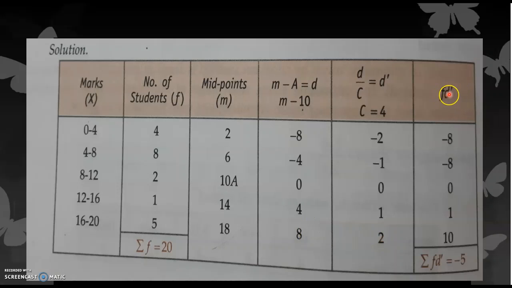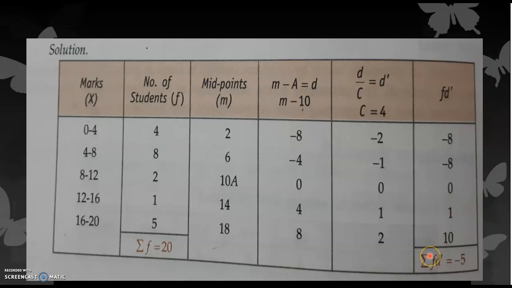Next one, FD dash. So we have to multiply F with this D dash. So 4 multiplied with minus 2, we get minus 8. Then 8 multiplied with minus 1, we get minus 8. Then 2 into 0 is equal to 0. 1 into 1 is equal to 1. Then 5 into 2 is equal to 10. So these are the FD dash values.